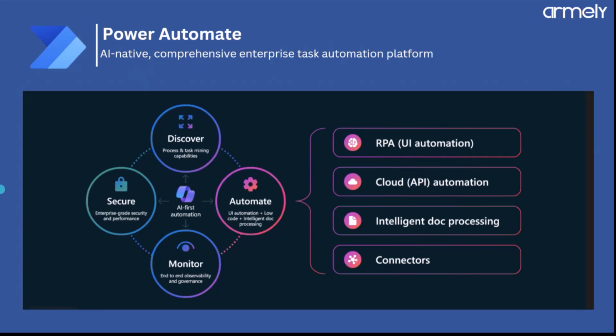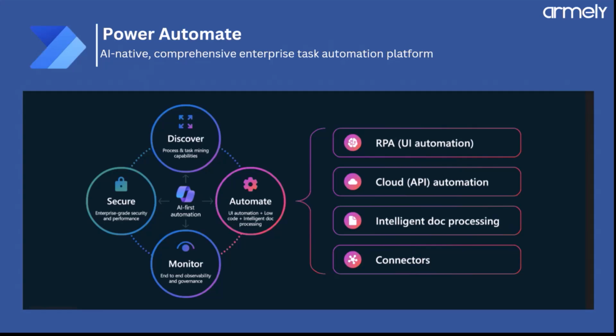So we have the first process, which is discover. This is now the process and task mining capabilities, which helps your organization to analyze your existing workflows to identify the inefficiencies. So if this process is AI driven, then you can get recommendations for automations or your next task.